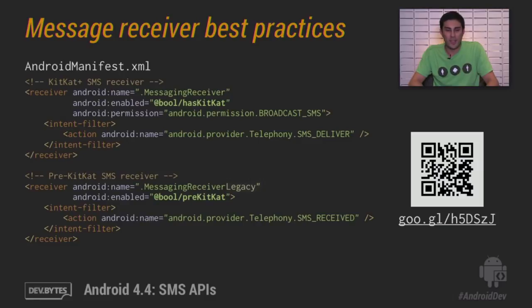Then in our Android manifest file, in our receiver declarations, we assign this Boolean to the android:enabled attribute. This has the effect that on certain versions of Android, one will be enabled and the other disabled, and the reverse on the newer platforms.